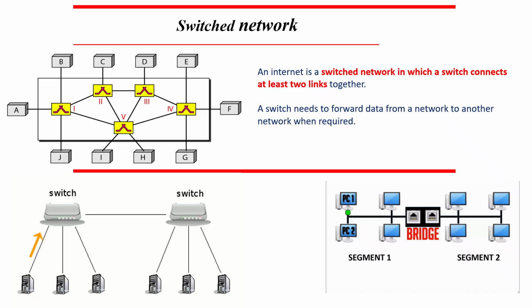Now coming to the switched network. An internet is a switched network in which a switch connects at least two links together. A switch needs to forward data from a network to another network when required. In this picture, we can see alphabets starting from A to G being connected through the different switches 1 to 5. Individual systems or terminals will be connected by means of switches.